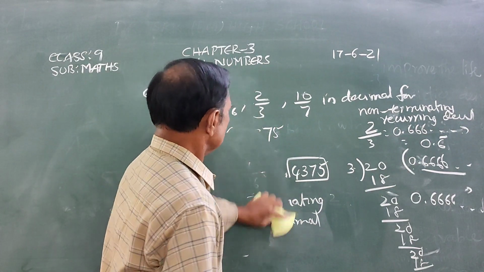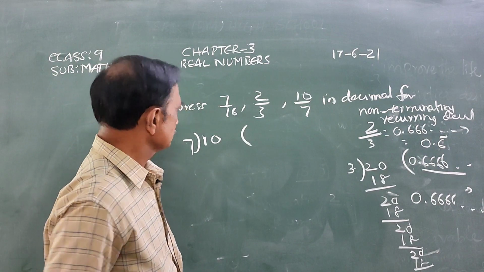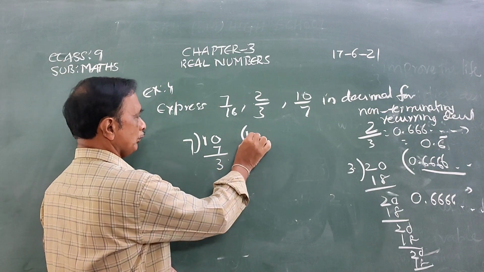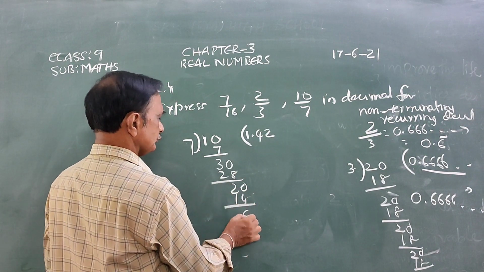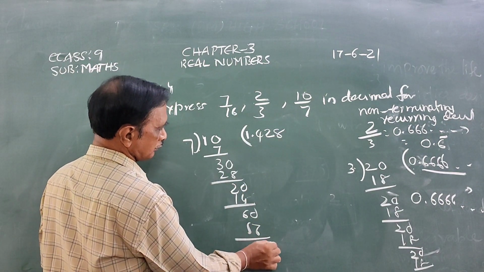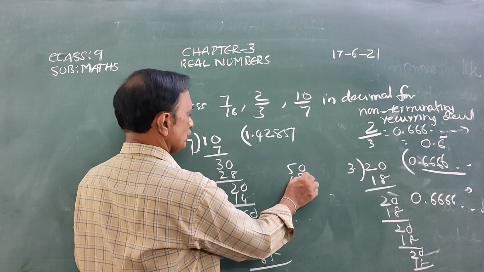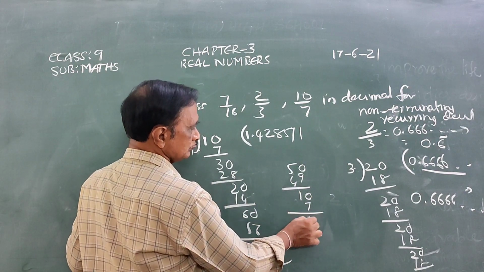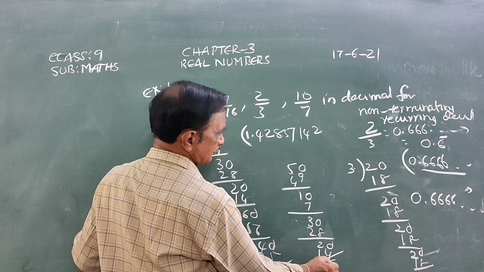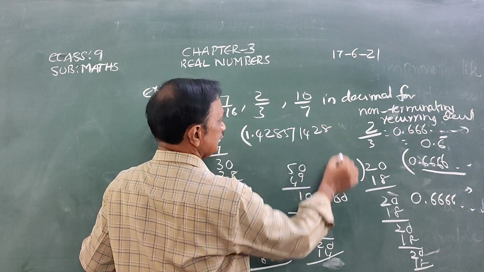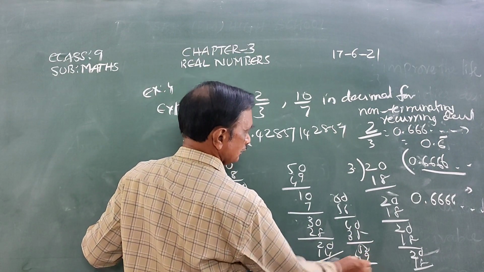Now what is the next one? 10 by 7. 7 1 7, 3.0, 7 4 28, 2 0, 7 2 14, 6 0, 7 8 56, 4 0, 7 5 35, 5 0, 40 minus 35 is what? 5 0, 7 7 49, 1 0, and the remainders repeat.